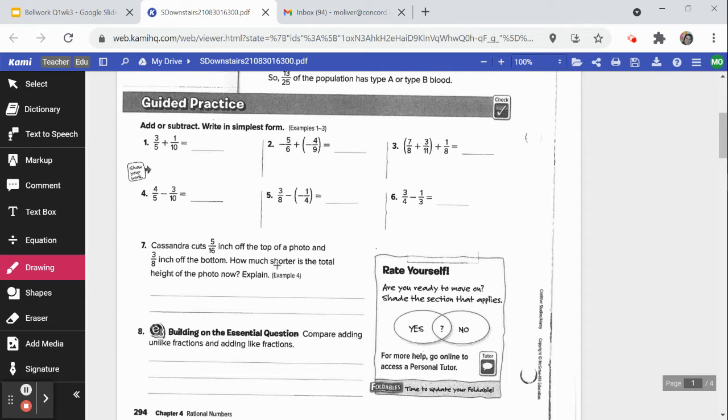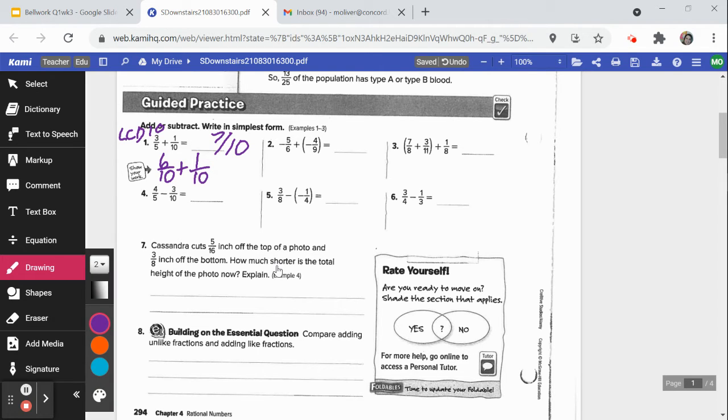So with 3/5 plus 1/10, my least common denominator is 10. So I would multiply 5 times 2 to get to 10. So 3 times 2 is 6. They're the same fraction, just written differently. Now they're both positive, so we add them, and we get our answer of 7/10. Now remember, it also says write in simplest form. But 7's prime, so we can't reduce it any more than what we got.